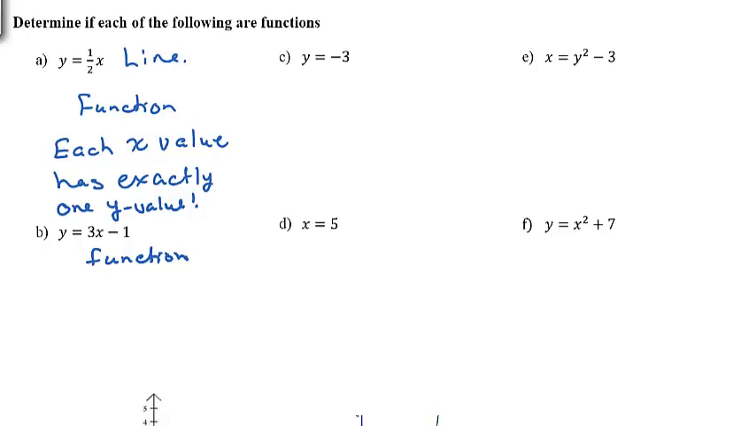And it's for the same reason that example A is a function. Because each time I give you a single x value, you can only give me one y value back.